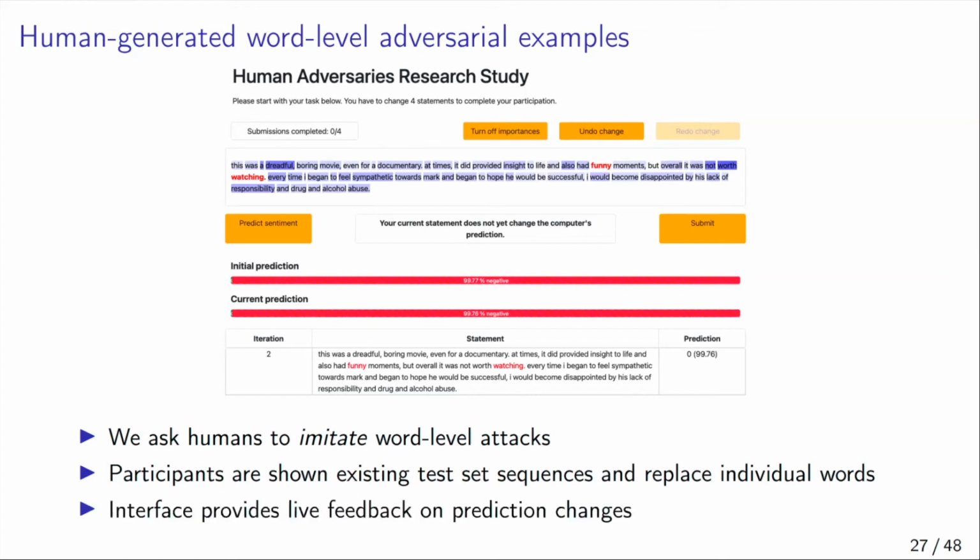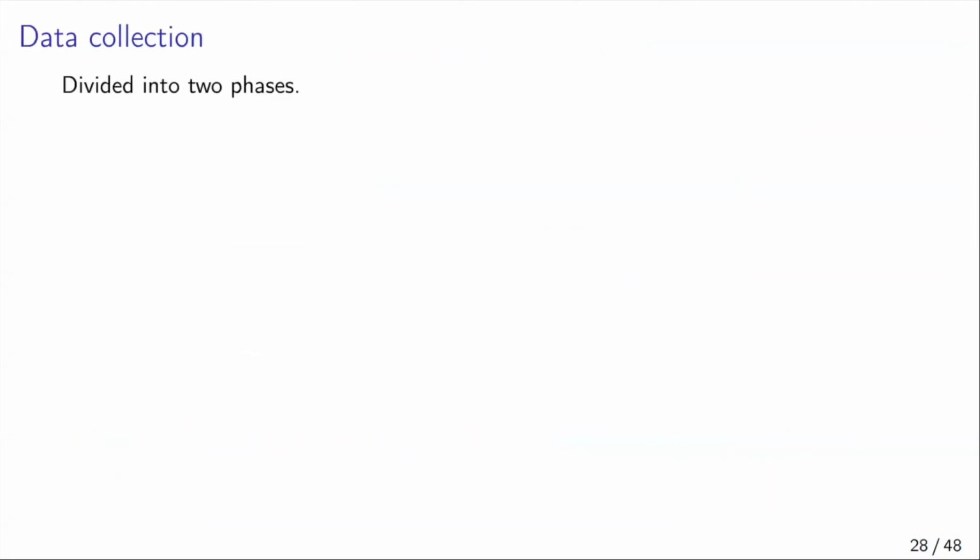The interface then, of course, provides live feedback on each of those prediction changes. And we asked human participants to conduct at least 15 iterations of word level changes before they could continue to the next sequence. So the data collection in total is divided into 2 phases.